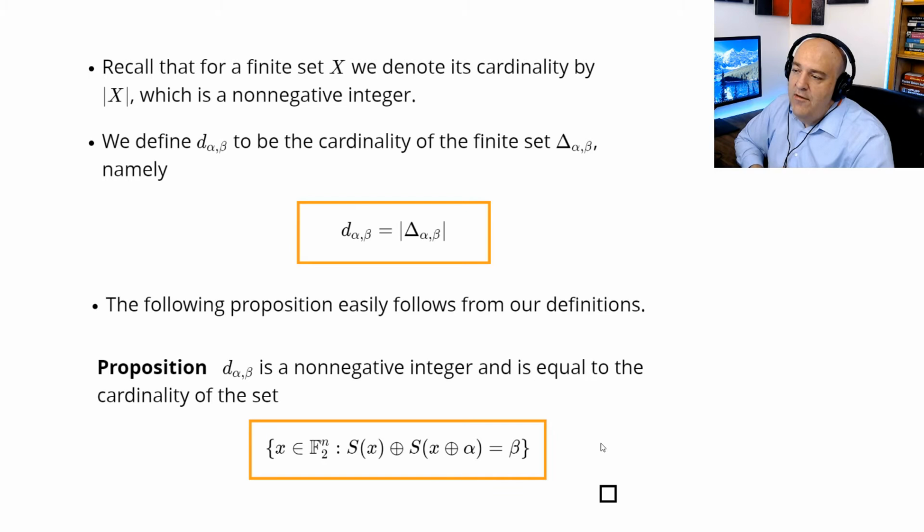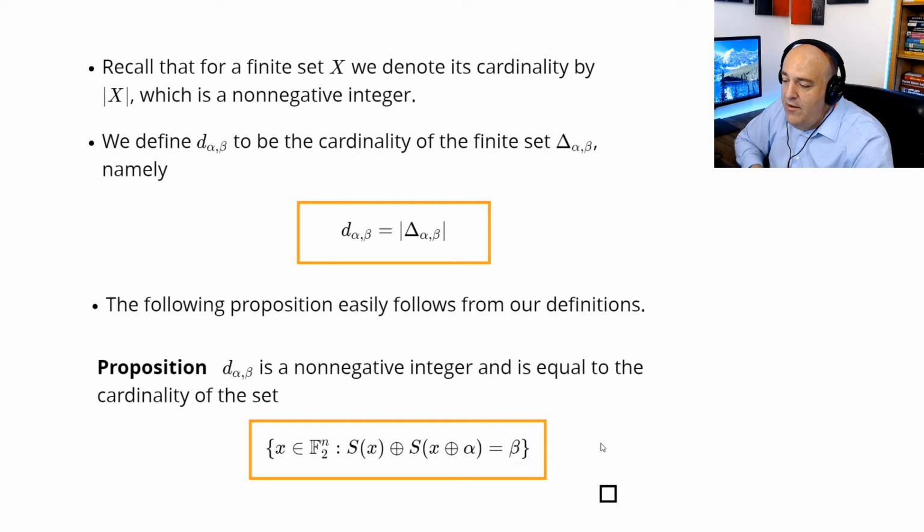So just recall that for a finite set X, we denote its cardinality by putting a set of bars around X. And this will be a non-negative integer. It's just the number of elements in the set X. We're going to define D alpha beta to be the cardinality of the finite set delta alpha beta. So D alpha beta is the size of the finite set delta alpha beta, which might be 0, but it might have a positive cardinality as well.